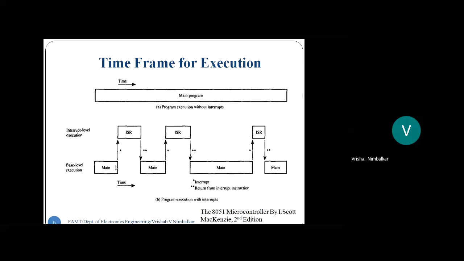From the main program, go to ISR, complete the ISR execution, return to the main program. Second interrupt, complete the ISR execution, return to the main program. So this is not nested interrupts. Fine. And by default, this is how the microcontroller behaves. But we can change the behavior and make it nested.